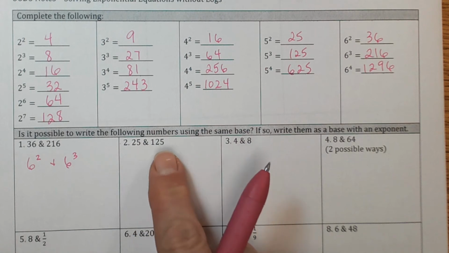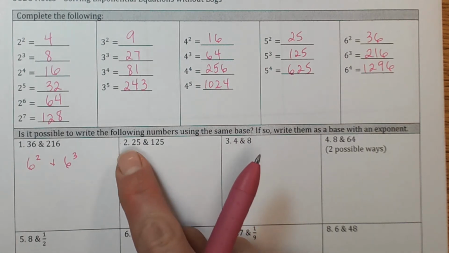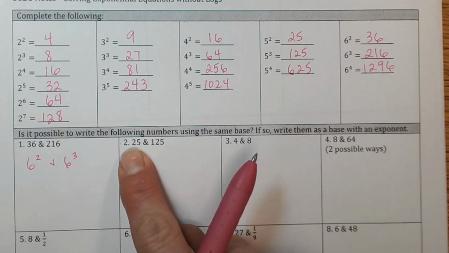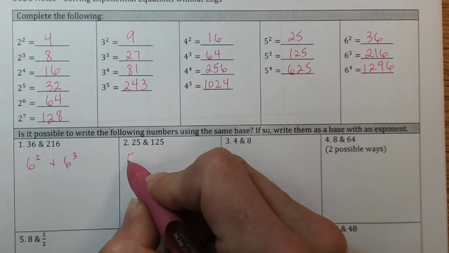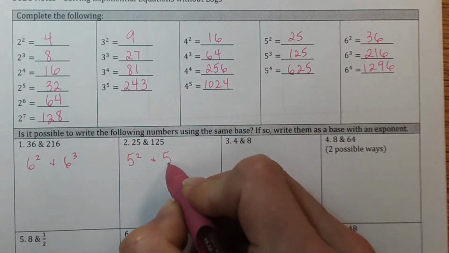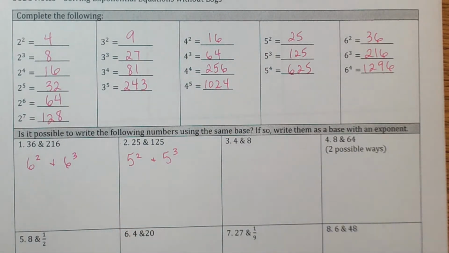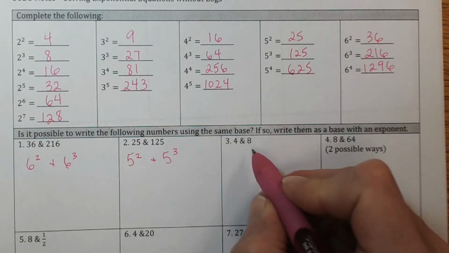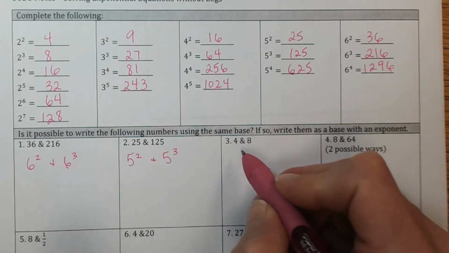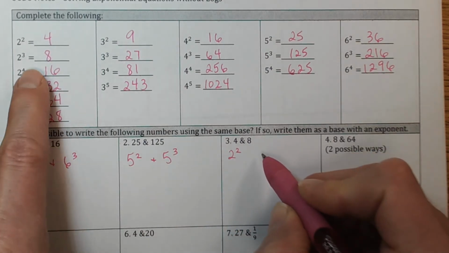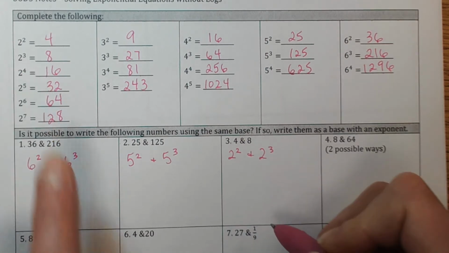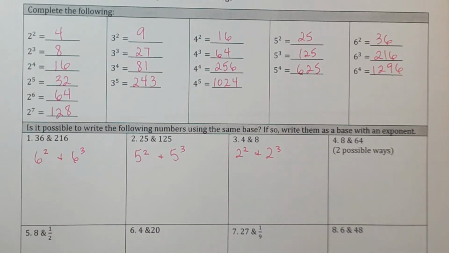All right, 25 and 125. Well, in my head, I know what 25 is. 25 is 5 squared, so is 125 a power of 5? It is. So this would be 5 squared and 5 to the third. Okay, 4 and 8. Some of us in our head go, oh yeah, these are powers of 4, but they're not, because 8 is not a power of 4, it's just a multiple. But we do know that 4 is 2 squared and 8 is 2 to the third. Okay, so again, same bases.